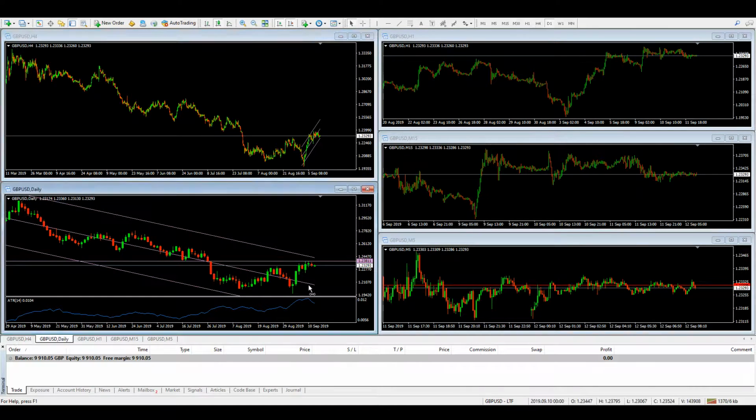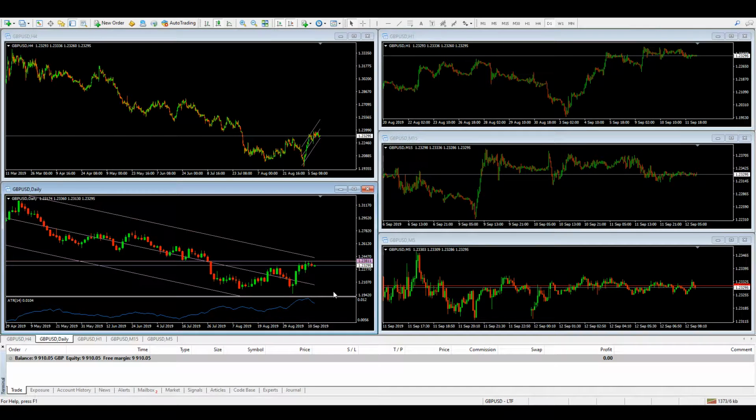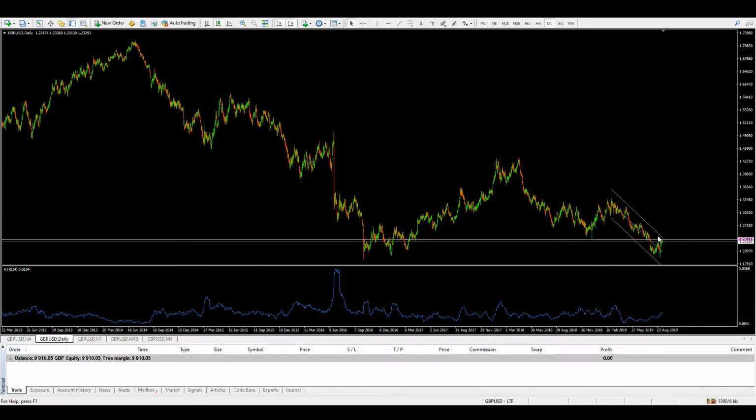Oh, okay. This is the cable, pound against the dollar. Yeah, I mean, a lot of the GBP crosses are like this, as you've already seen. This, of the ones that we've seen so far, gives the best setup that I've seen. Just going to see how significant that resistance is. So I want to see how far back this goes.